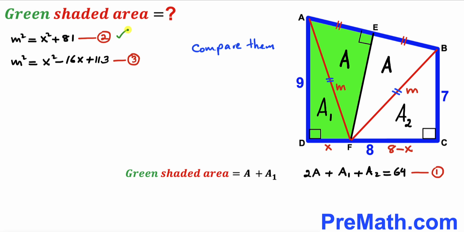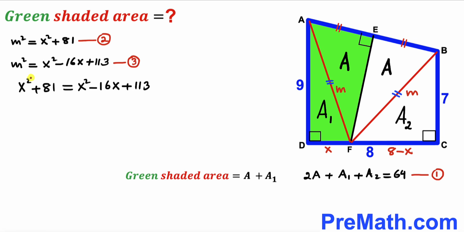So thus we ended up with these two equations, and we are going to compare them. And here we can see left hand sides are identical, so therefore we could equate the right hand sides as well. So therefore we could write x squared plus 81 equal to x squared minus 16x plus 113. And here we can see x squared and x squared, they are gone. And now I'm going to move this 16x to the other side, and at the very same time I'm going to move this 81 in the opposite direction, as you can see in this next step.